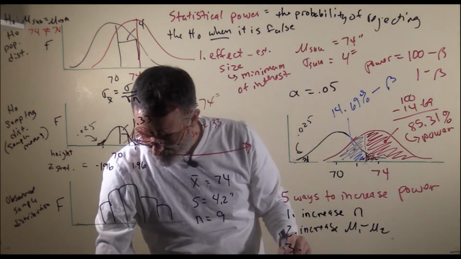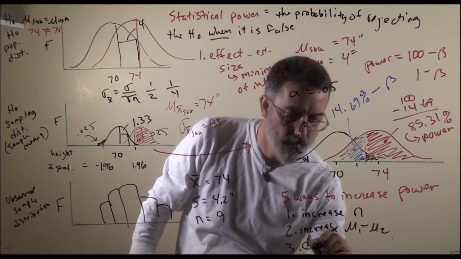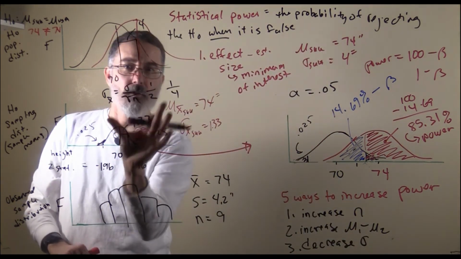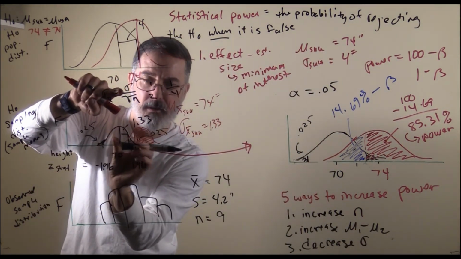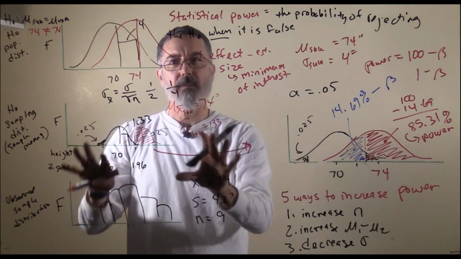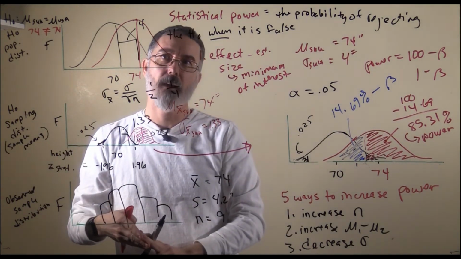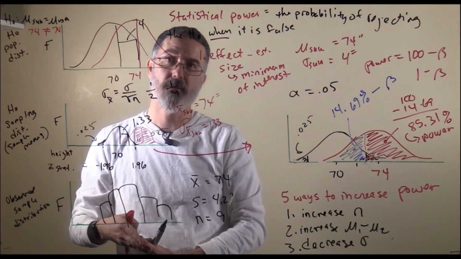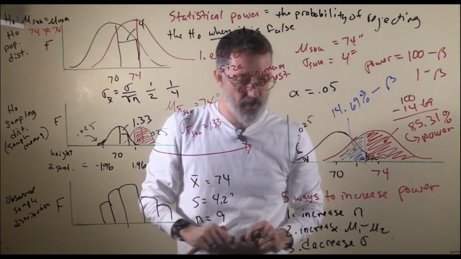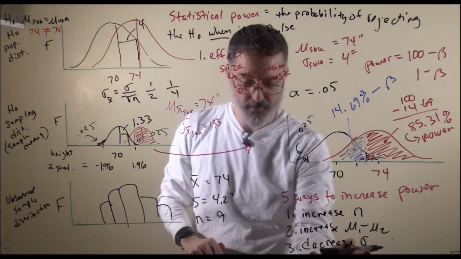A third way to increase your power is to decrease your population standard deviation up here, which of course would decrease the standard error down here. And the best way to do that usually is to have a more reliable measure of whatever you're measuring. A more accurate measure will end up having a little bit less error there, but in practice, people usually work with the best measures they can anyways.